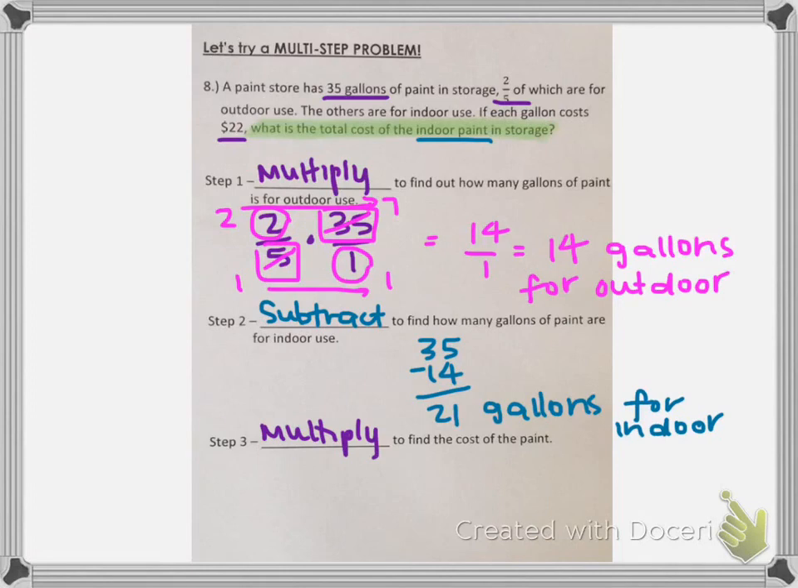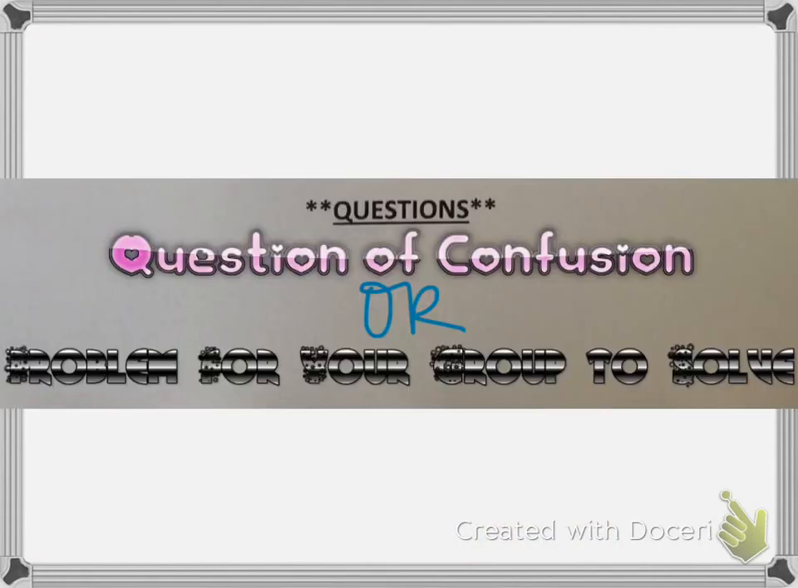All right, and so this one I want you to go ahead and finish on your own. We'll check it in class. Once you do that, don't forget that you do have the questions section where you either need to write a question of confusion or a problem for your group to solve, one or the other.